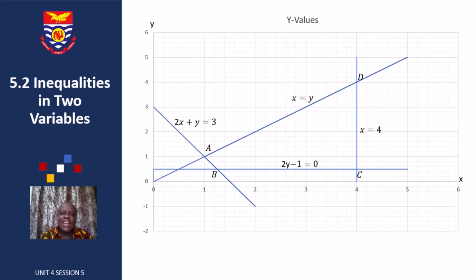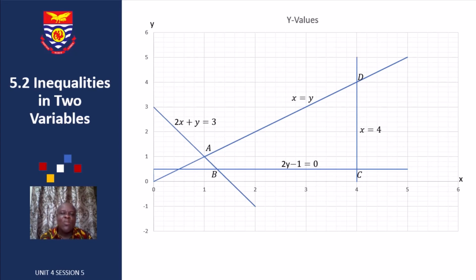Here is the graph for the inequalities given. The first inequality, which is 2x plus y greater than or equal to 3, is the line labeled 2x plus y is equal to 3. And this line passes through (3, 0) and (1, 1). The next line is x greater than or equal to y, and it is the line labeled x is equal to y. And this line passes through (0, 0), (4, 4), (5, 5), and so on.